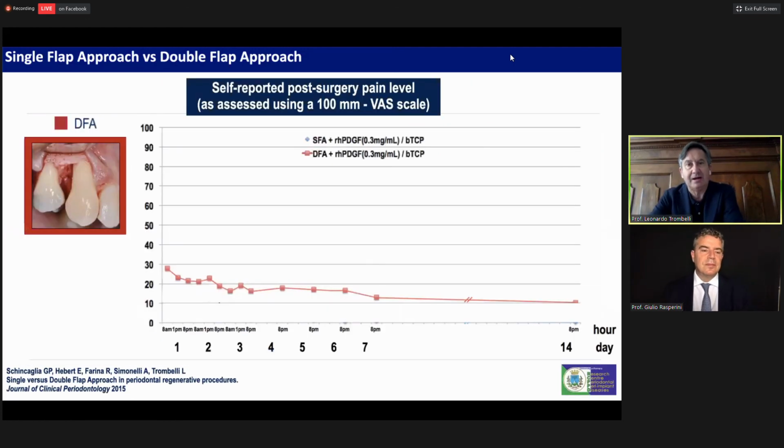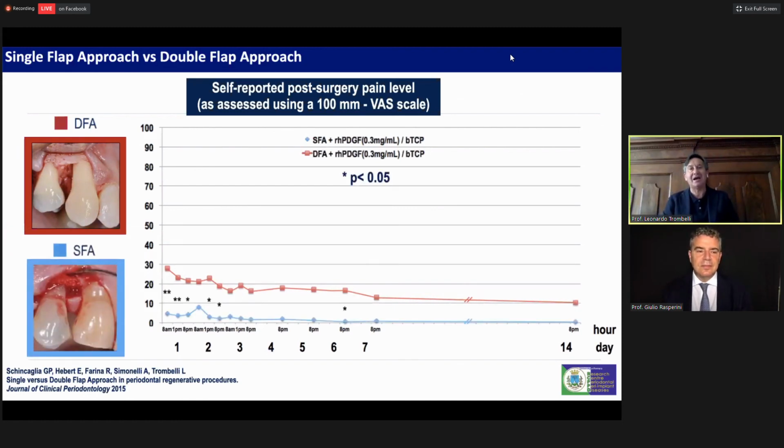So Giulio, the other thing is that since we have simplified, we have also measured the discomfort and the post-surgery pain reported by the patient. We observed that with the double flap approach, we have a substantially higher level of pain postoperatively, up to the first 7 days, with respect to the single flap approach.